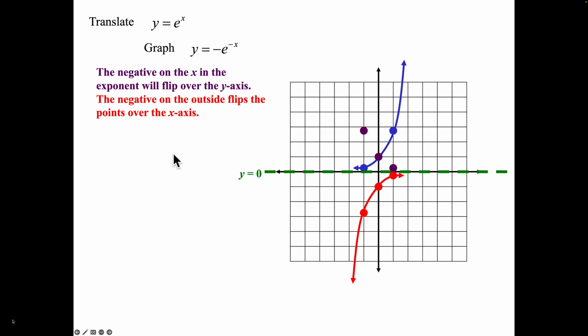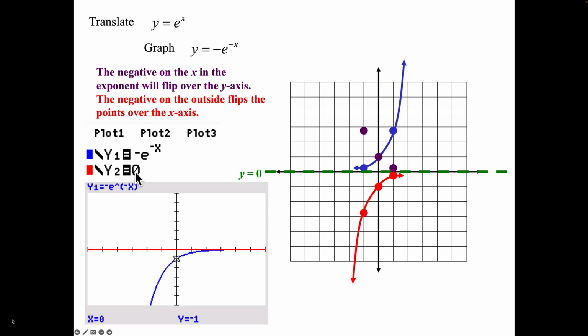Again, your calculator can assist you. Negative e to the negative x. My horizontal asymptote didn't change, so y sub 2 equals 0. Hit the graph button, hit the trace, type in 0. I had negative 1 for a y coordinate, that's right where I need to be. So as long as these 3 points started out right, we're in business.